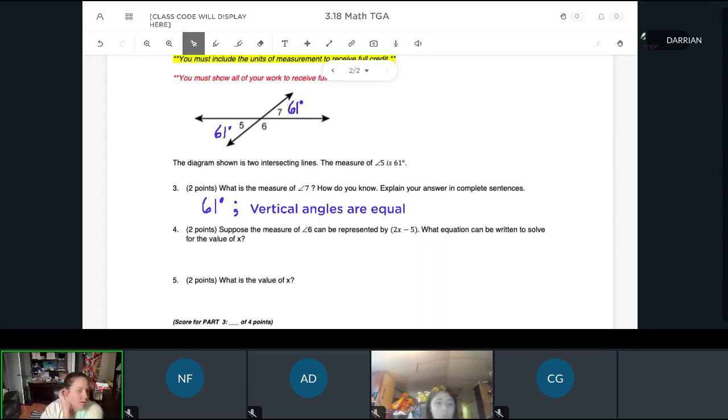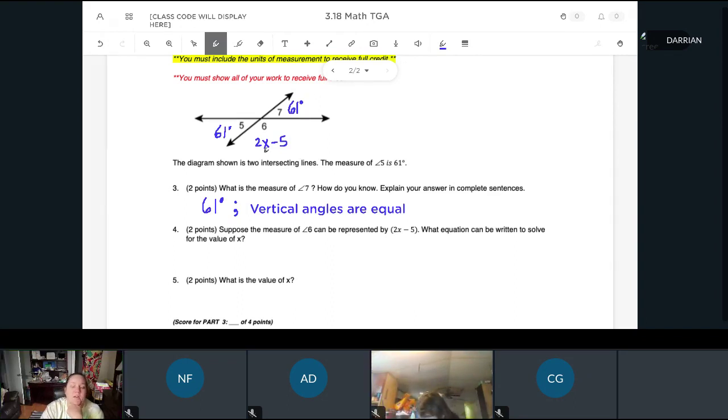Okay, so number 4, let's look at it. It says, suppose the measure of angle 6, so this angle right here, can be represented by 2x minus 5. So let's write that in right here. 2x minus 5. Okay, they don't give us a degree. They give us an equation, which is fine. It says, what equation can be written to solve for the value of x?